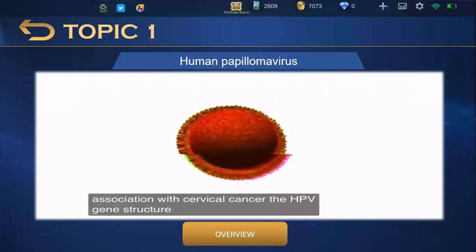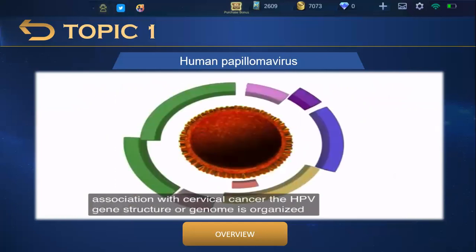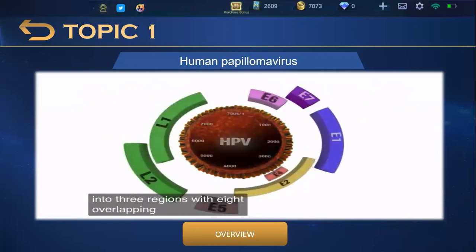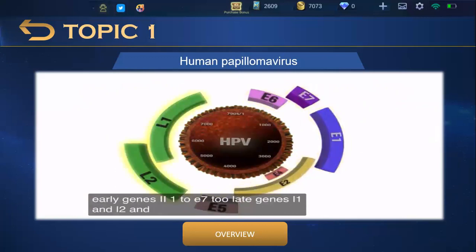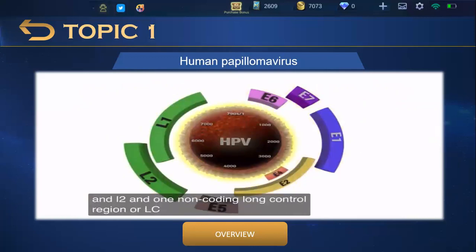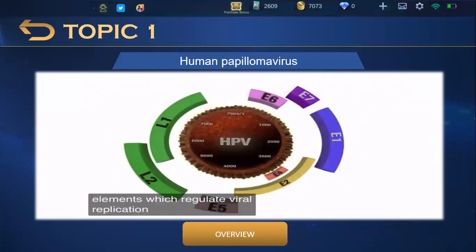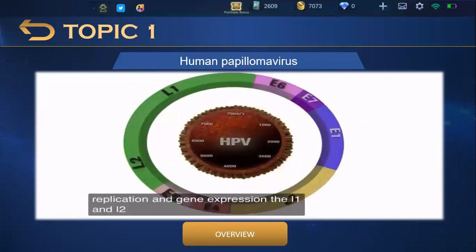The HPV gene structure, or genome, is organized into three regions with 8 overlapping open reading frames: 6 early genes, E1 to E7, 2 late genes, L1 and L2, and one non-coding long control region, or LCR, containing a variety of elements which regulate viral replication and gene expression. The L1 and L2 genes encode the major and minor capsid proteins. Early genes regulate HPV.